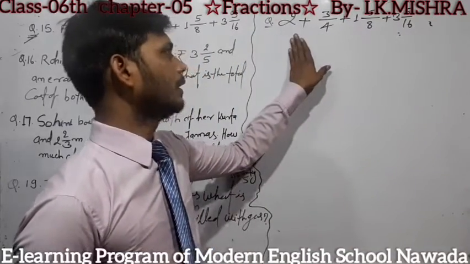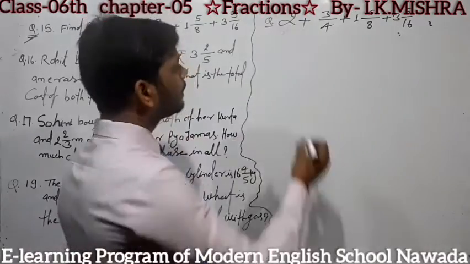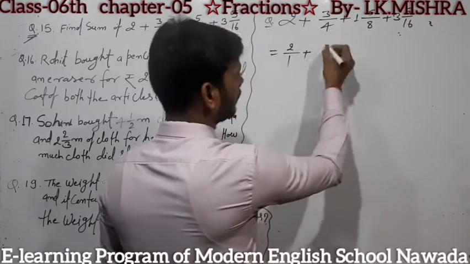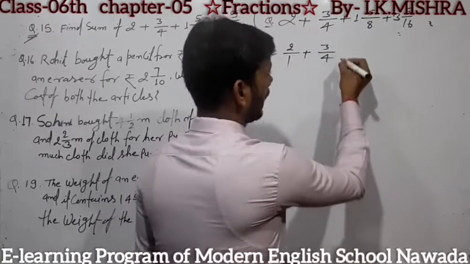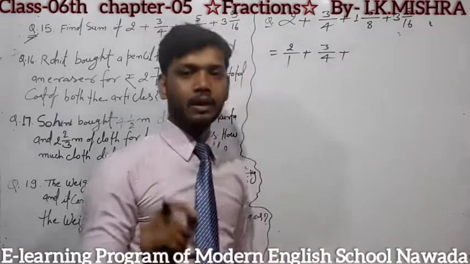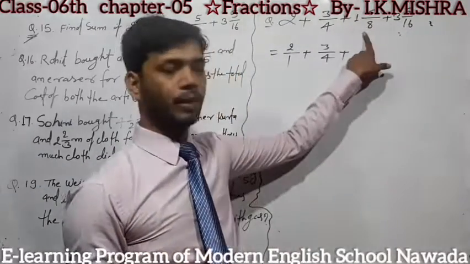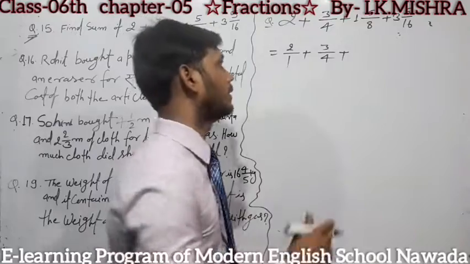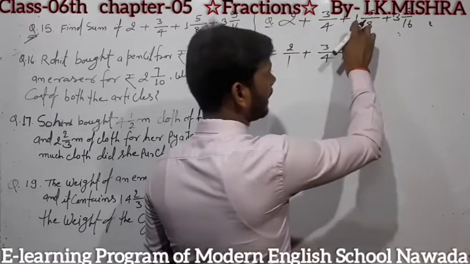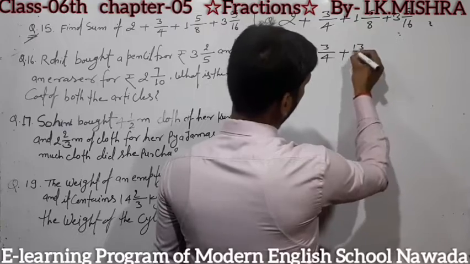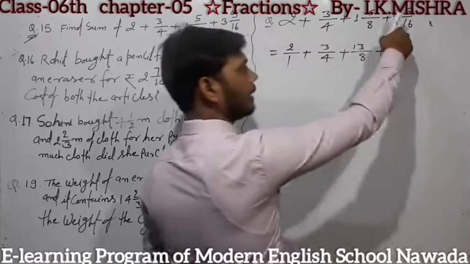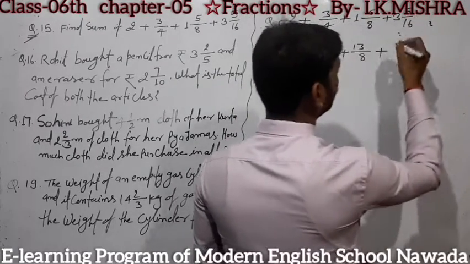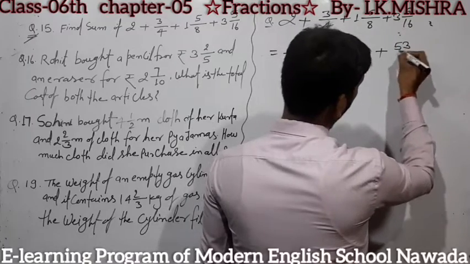Students, here 2 is a whole number and you can write it as 2 upon 1, plus 3 by 4, and plus the mixed fractions. First of all, change the mixed fractions into improper fractions. Multiply 8 and add 5, that gives 13 upon 8, and plus 16 into 3 is 48, and plus 5, 53 by 16.